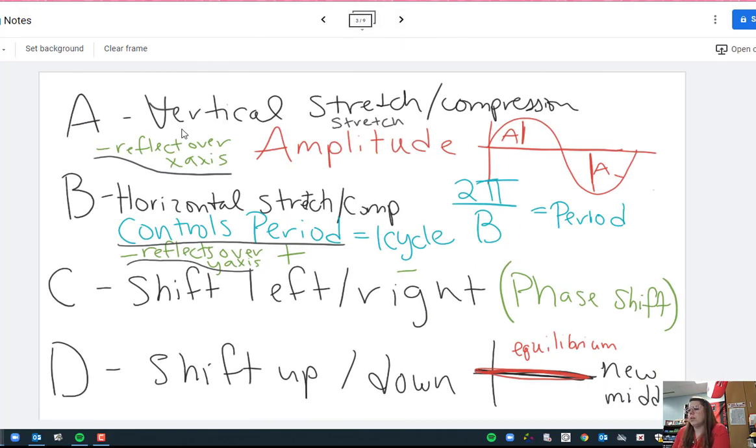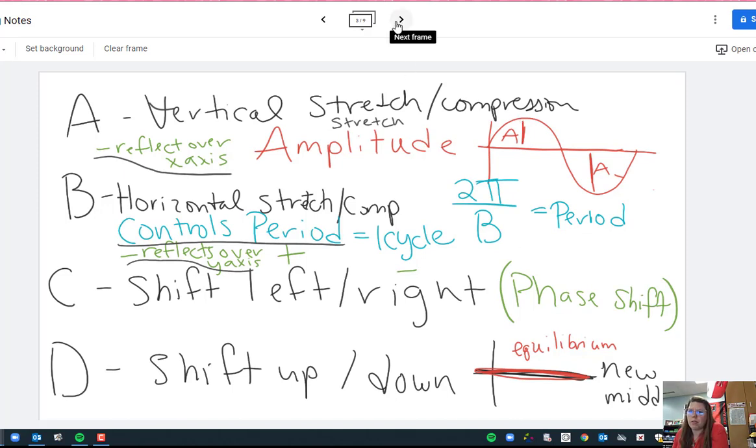And so here we talk about all of those things. A also could be a reflection over your x-axis. B could also be a reflection over your y-axis. I'm not going to do that to you guys, but just know that that's what it's doing if there's a negative inside. And then here's our new equilibrium. So D, D is our new middle line. And then from that middle line is the A value above and below that new equilibrium. So everything that you labeled in class on Monday, that's where those numbers come from.